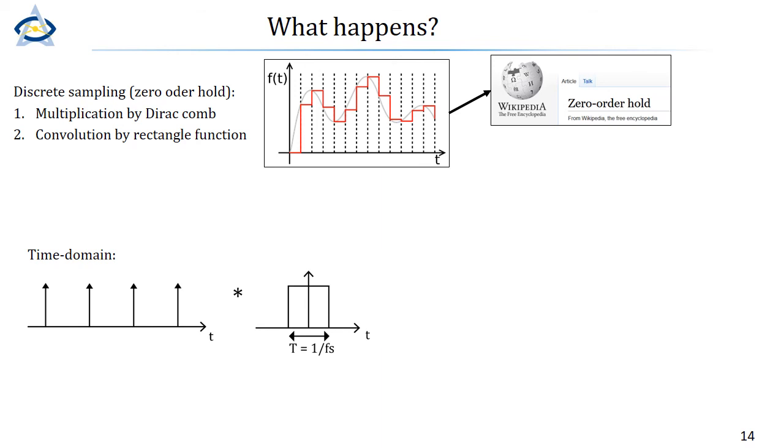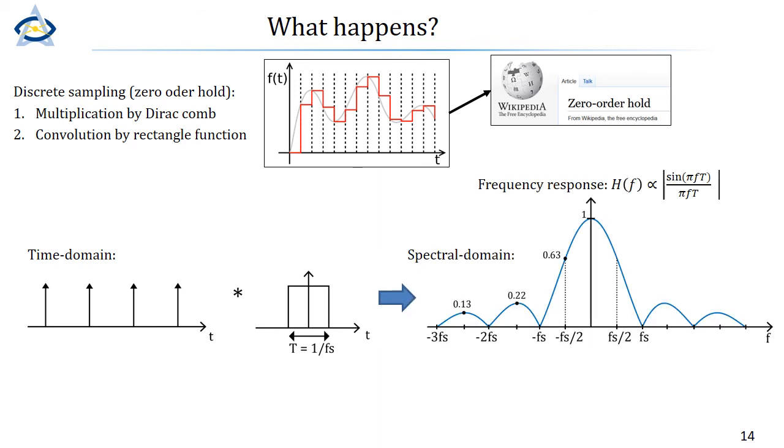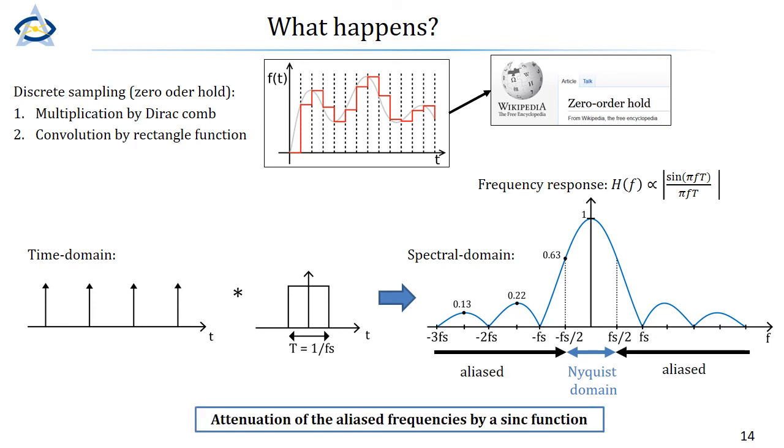And in time domain, this is what it looks like, and in frequency domain, now the convolution becomes a product, and the rectangular function becomes a sinc function, a sinus cardinal function, which has a frequency response that allows to sample what is in the Nyquist domain and attenuate a bit what is alias. So there is an attenuation of the alias frequencies, and I imagine that is what allows this scheme not to be neutralized by the aliased frequencies.